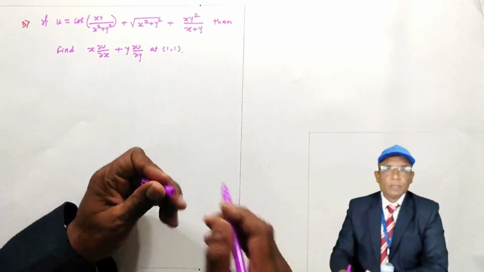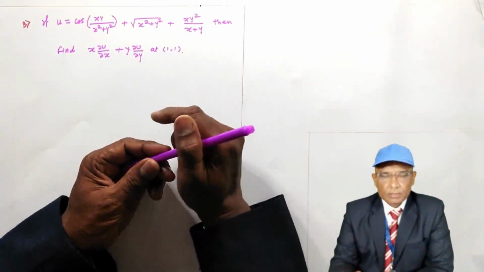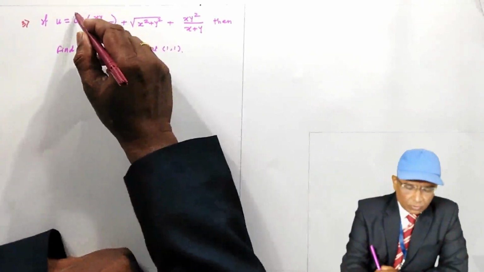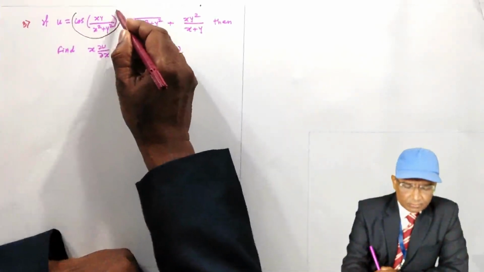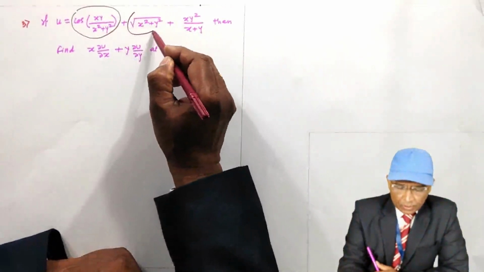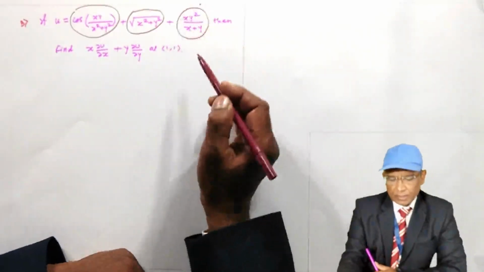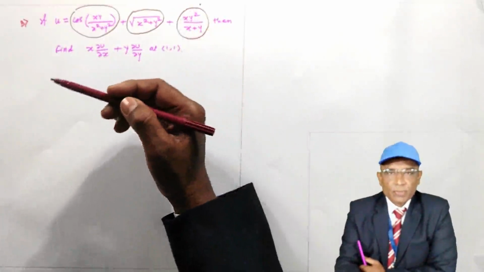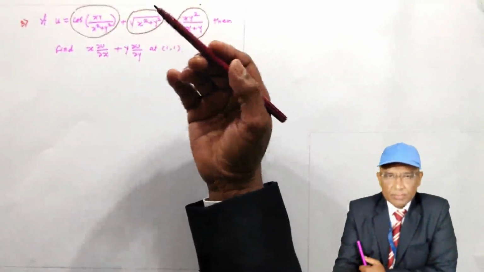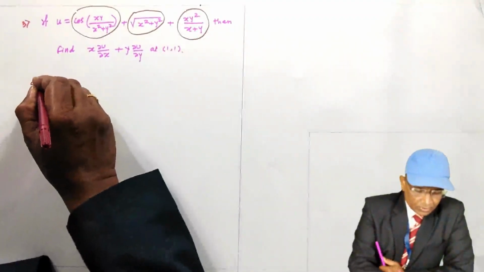Okay. See, in last sum, there were two different terms, and in this problem, there are three different terms. This is the first term. The terms are separated by plus, minus or equal to sign. Second term and third term. In last problem, we denoted first term by v, second term by w, and we applied Euler's theorem on it. Now we have here three terms.